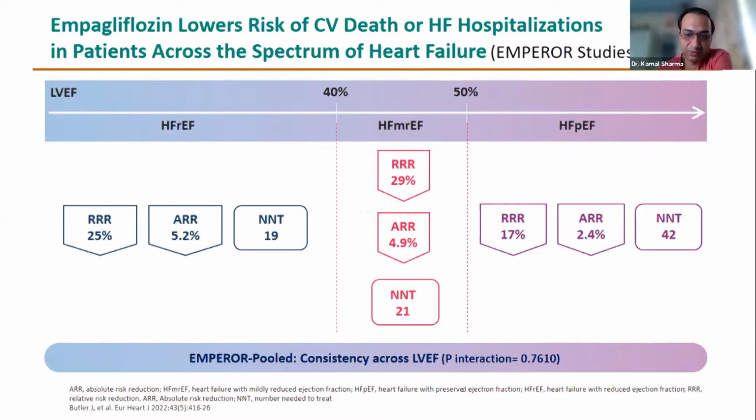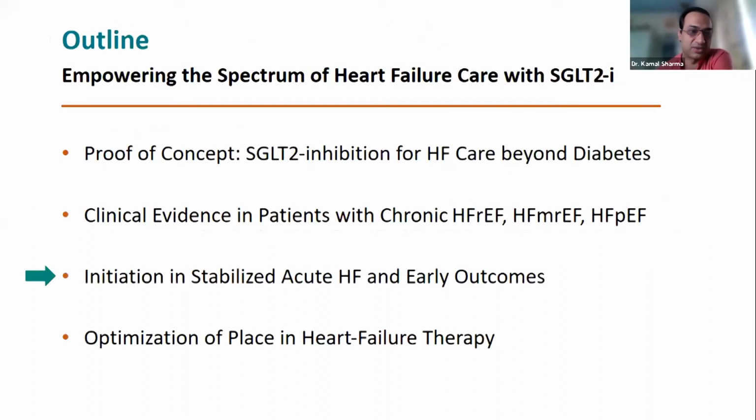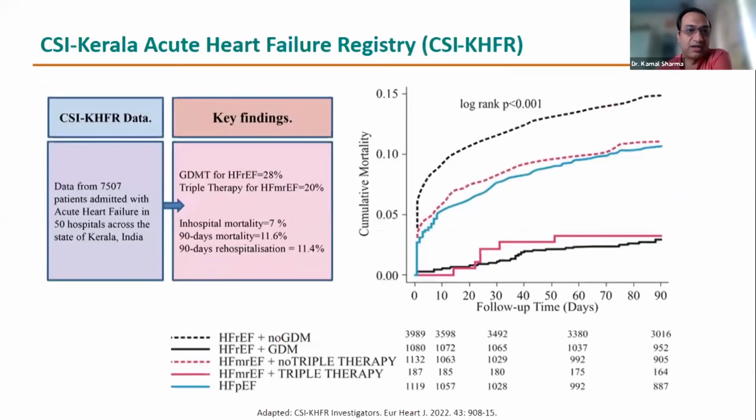So this goes on to prove that in a patient with chronic heart failure, across the spectrum of ejection fraction, every patient can be given empagliflozin. Jardiance is indicated to reduce the risk of CV death and hospitalization in adults as a class 1 indication. What about acute heart failure?